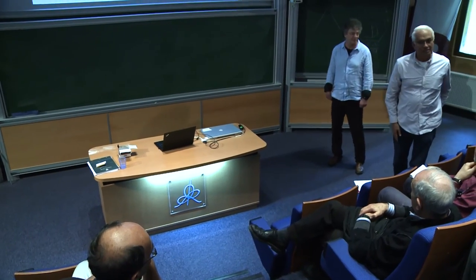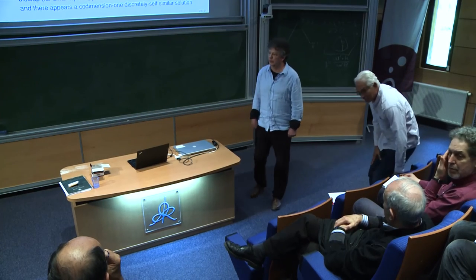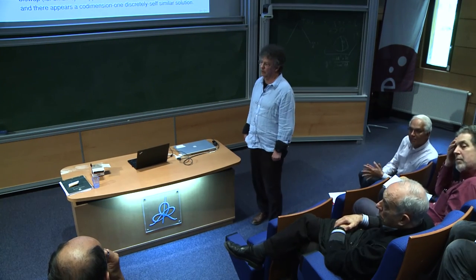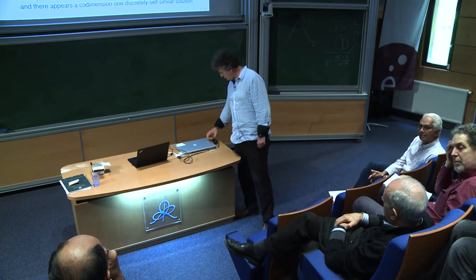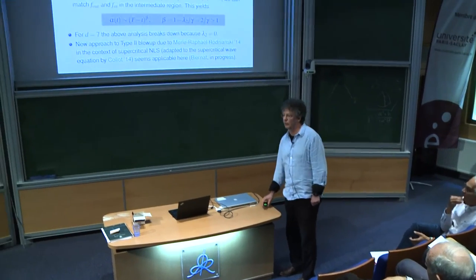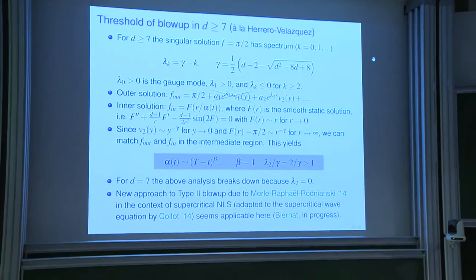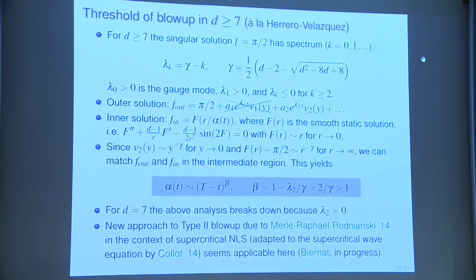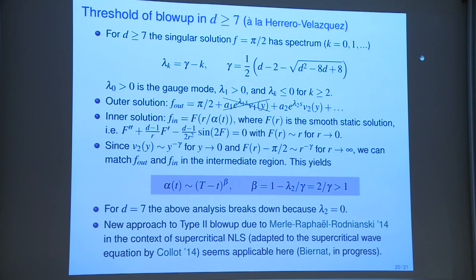Any other question? I have a question. Do you think that, say, in dimension greater than 8, depending on how you count the threshold, we know that there is this new type 2 singularity formation, but maybe there are still self-similar solutions sitting there. Do you think that they don't exist in this case? I would bet they don't exist, but I have no proof.